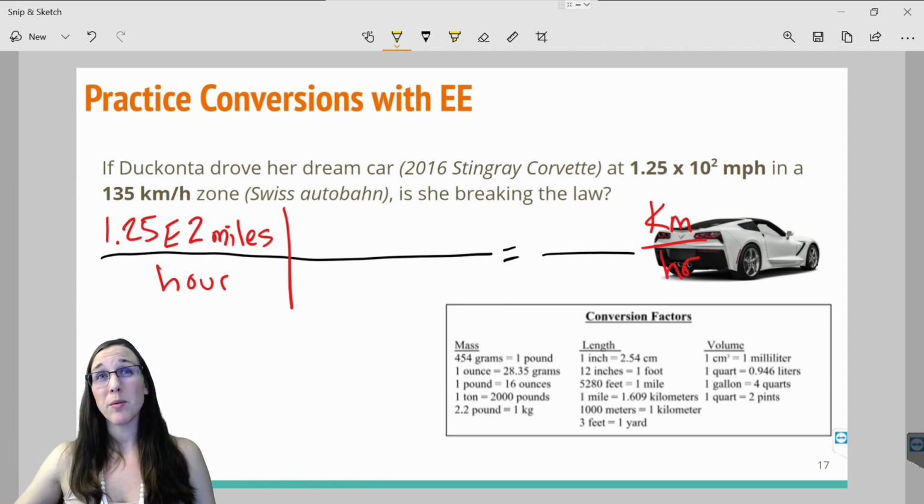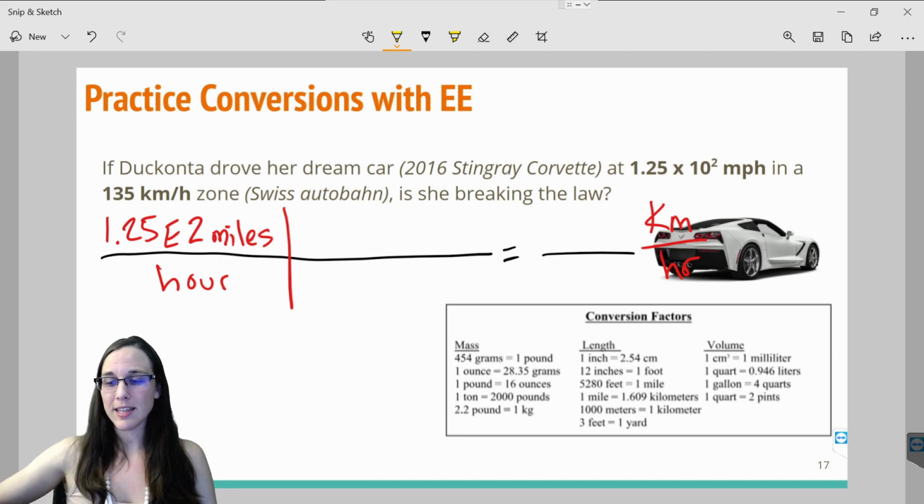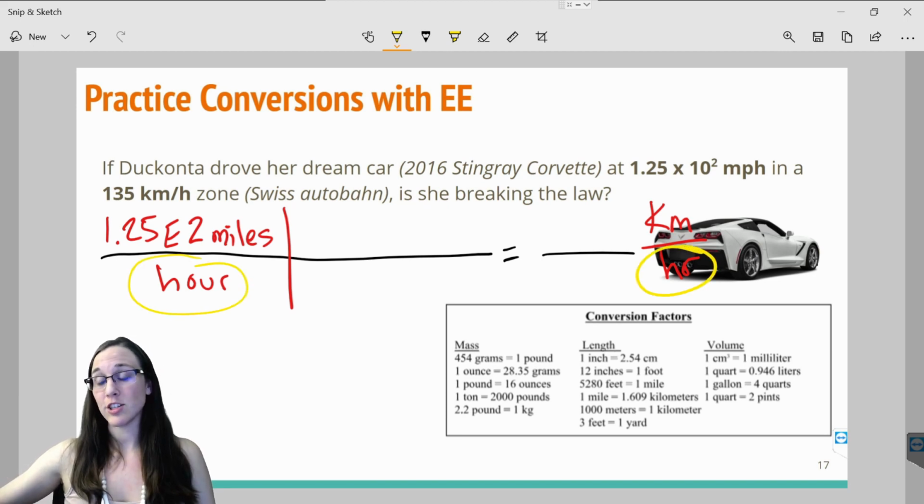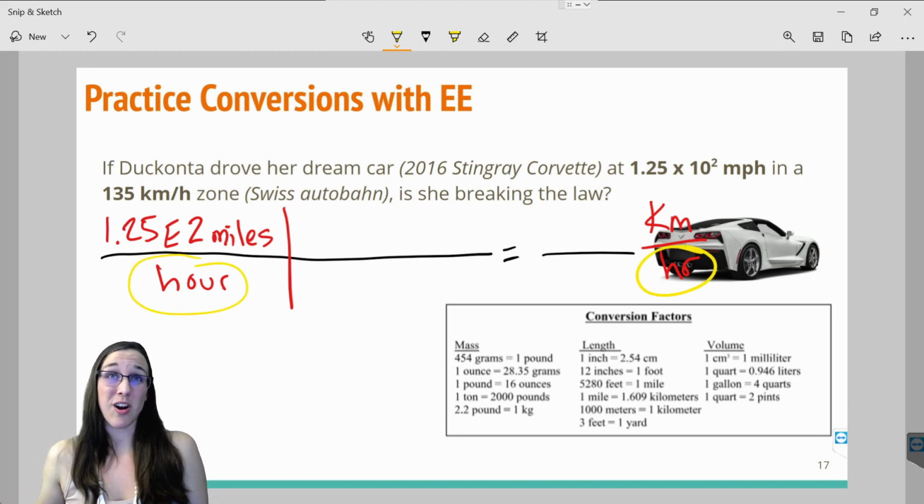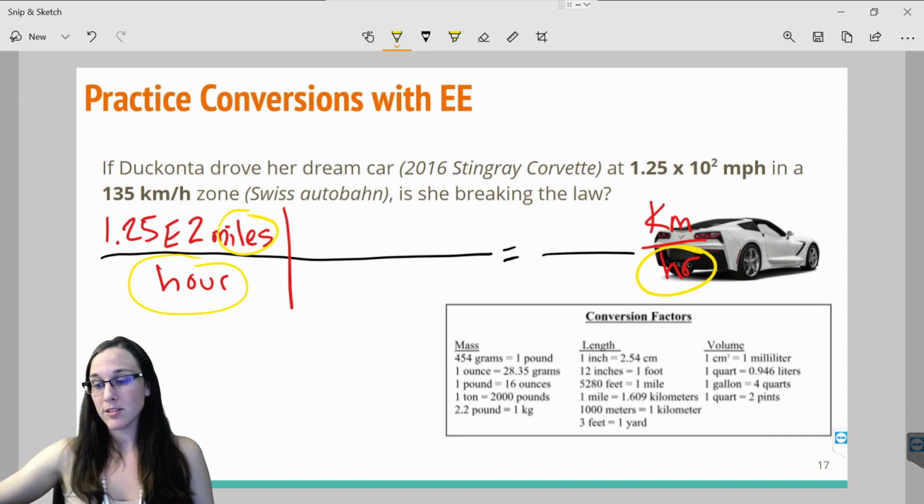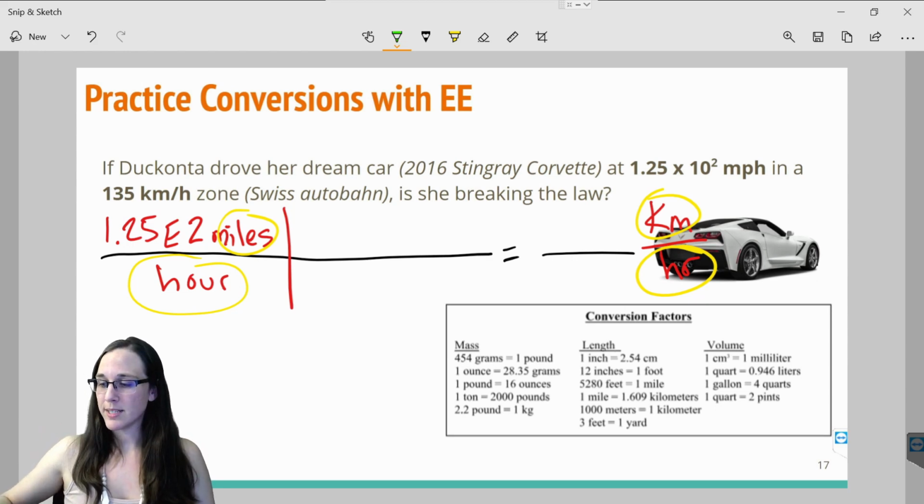At this point, we want to do some critical thinking and notice that our hour already matches. We don't need to be concerned with our hour. The only thing we need to convert here is our miles to kilometers. So we need to figure out how many kilometers are in a mile, how many miles are in a kilometer. That's our domino that's missing here. So if we look down to our conversion factor table, we'll see that 1 mile is equivalent to 1.609 kilometers.